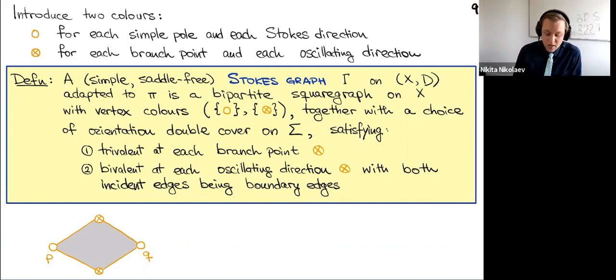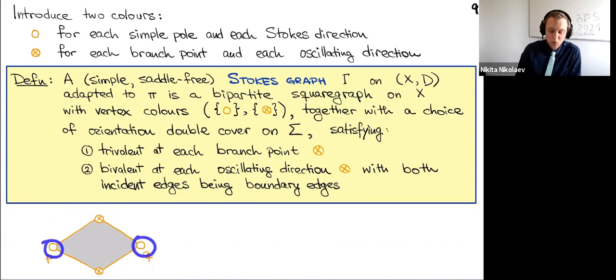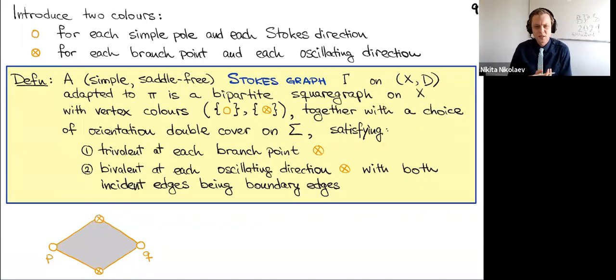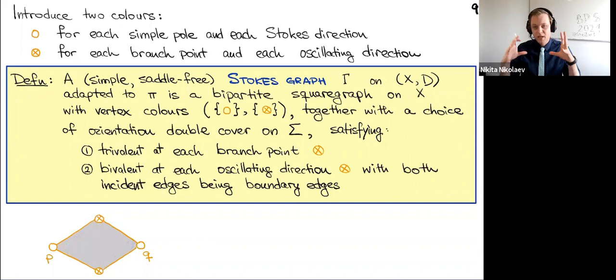So then the structure that we have is this: we have this square graph, which means all the faces look like these diamonds with precisely 2 polar vertices on the boundary, and 2 that could be either oscillating directions or branch points. And the important thing is that these are simply connected diamonds. Okay, so what's the point of this?